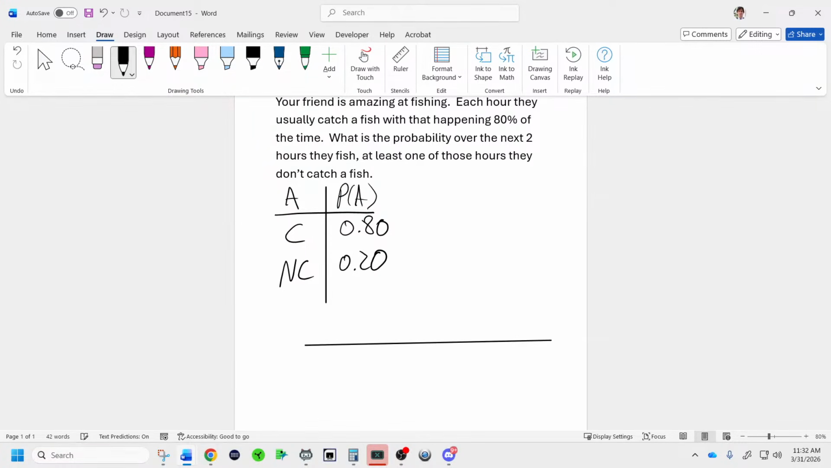So now we go right here, and we're going to write A and probability of A. They could catch. Which line should I do, line 1 or line 2? This is how many hours they catch it. Where are we going to divide this? Because we want at least one of these hours they do not catch a fish.